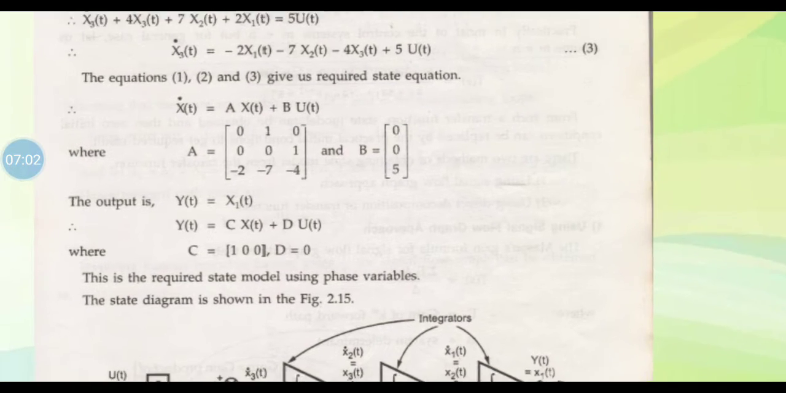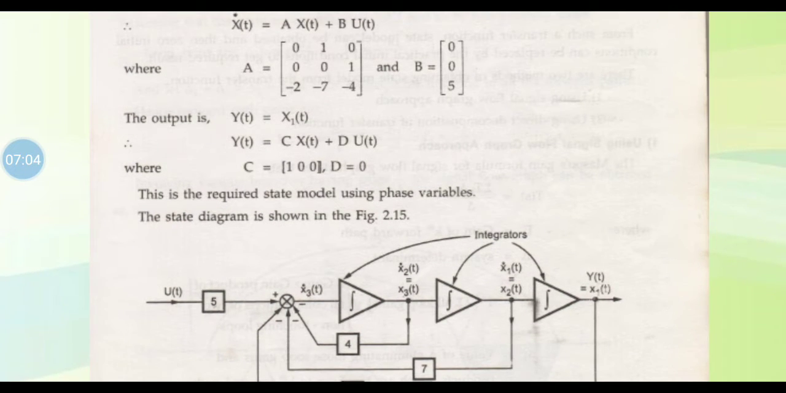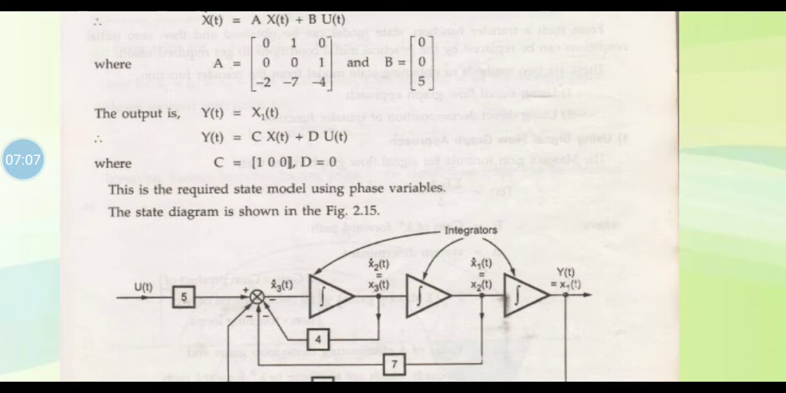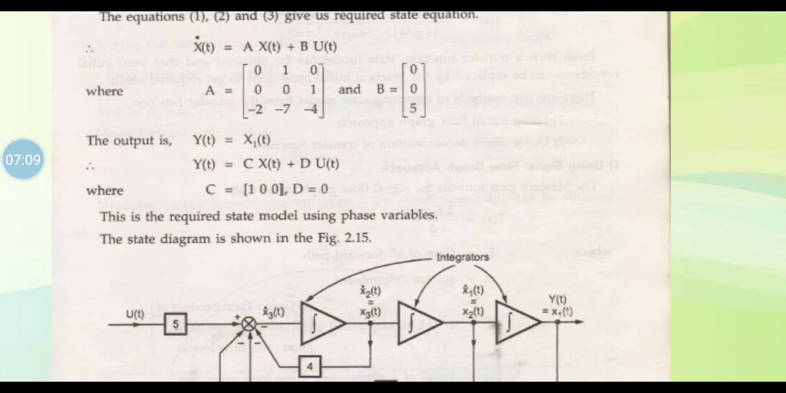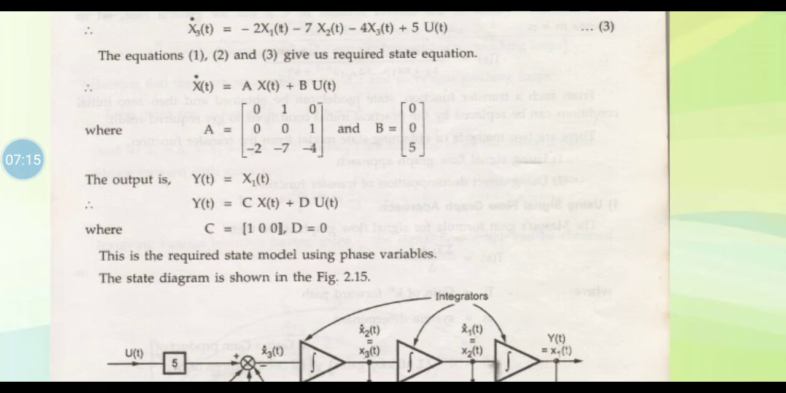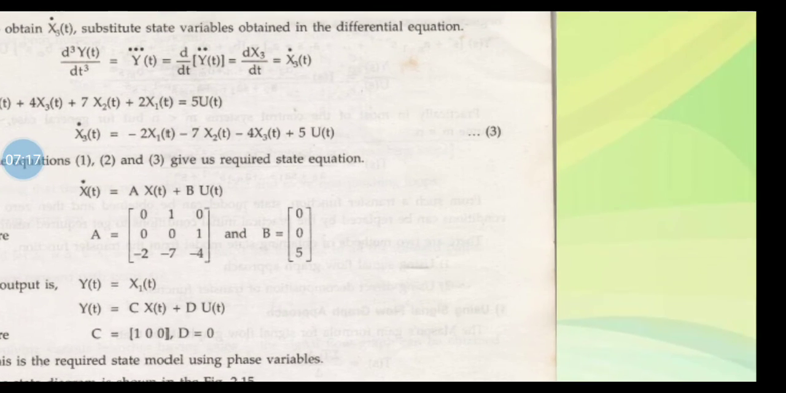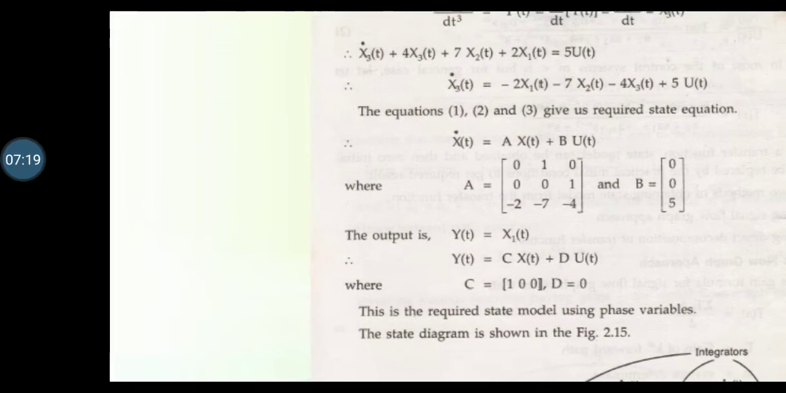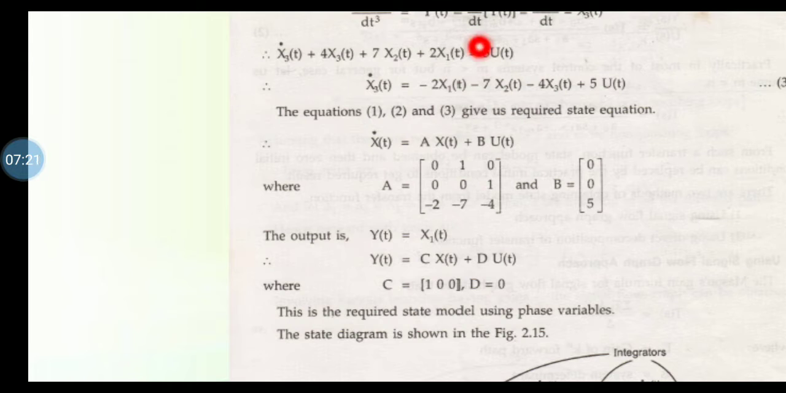So what is the state diagram? You have to take the equation. What is y of t? It is x1 of t, so we have to get x1 of t. Then I will tell how to draw the state diagram. First we will go for x3 dot t. What is x3 dot t? It is minus 2 x1t minus 7 x2t minus 4 x3t plus 5 u of t.